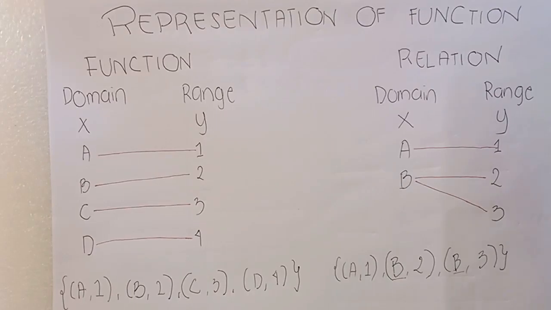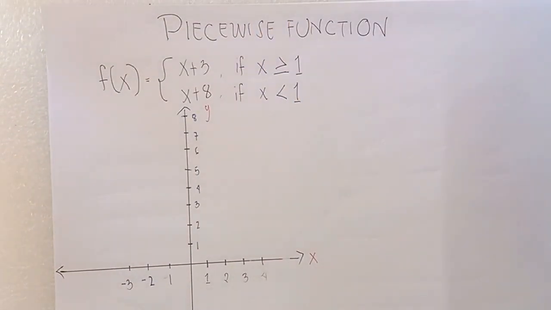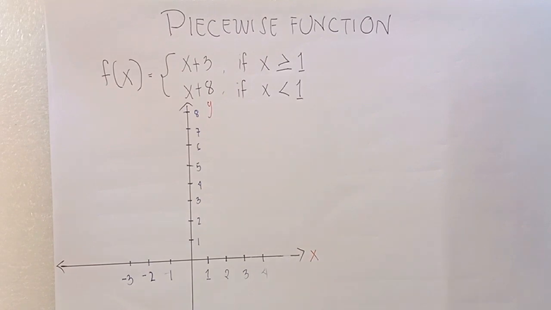So we are done with the topic which is function and relation. That is topic 1. So the next topic is the piecewise function. So what do we mean by piecewise function?